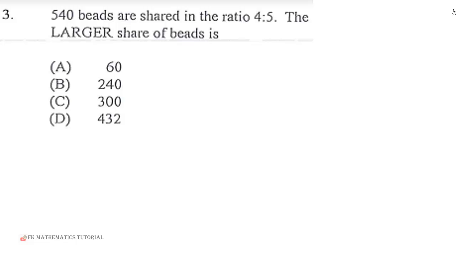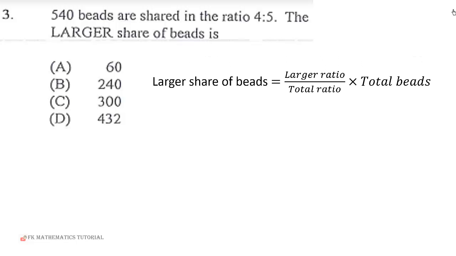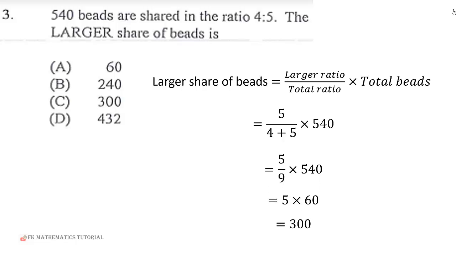540 bits are shared in the ratio 4:5. The larger share of bits. The larger share will correspond to the larger ratio over total ratio times total bits. That will give you 5 over 9 times 540. And that simplifies to 5 times 60, which is 300 bits.